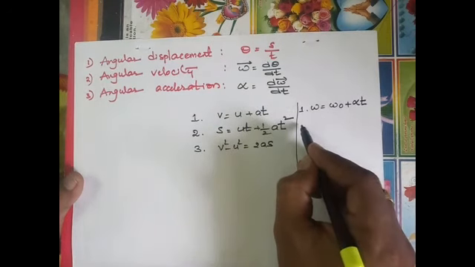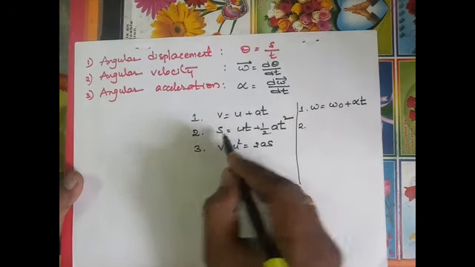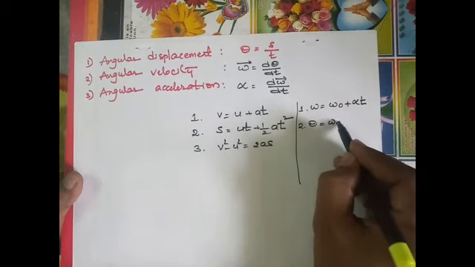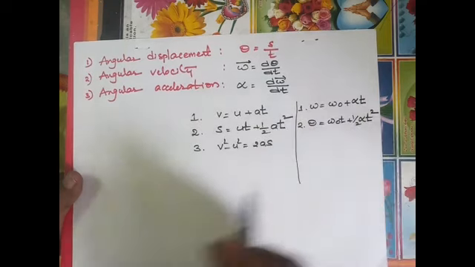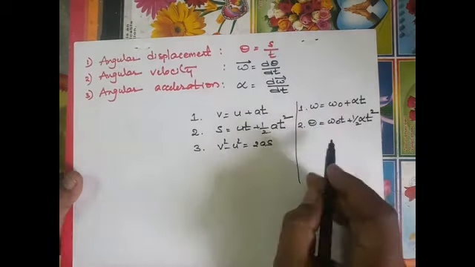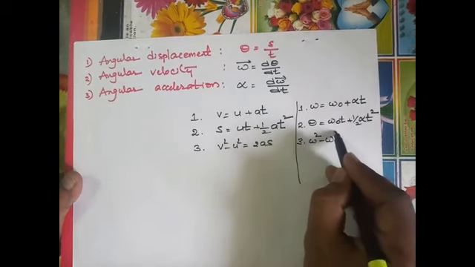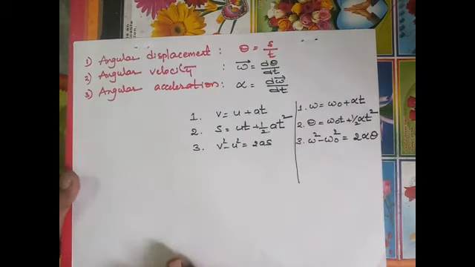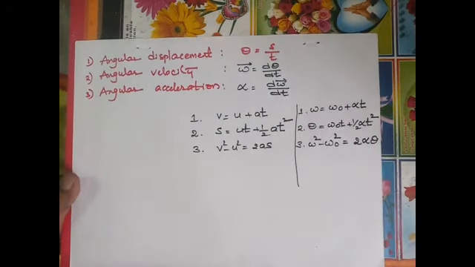And the second one is, here it is displacement. Here angular displacement theta is equal to, here u can be taken as omega naught, so omega naught t plus half alpha t square. That is the second one. And the third one is omega square minus omega naught square is equal to 2 alpha into theta. Now we are going to derive these three equations one by one. Okay, so get ready for that one.